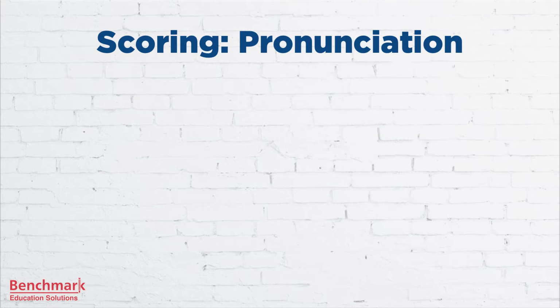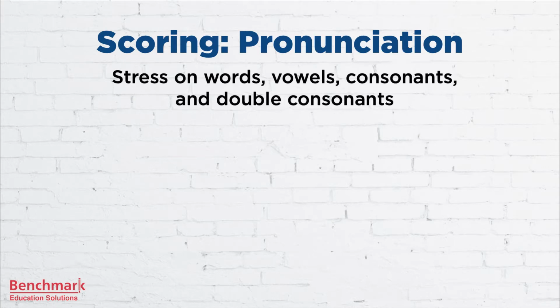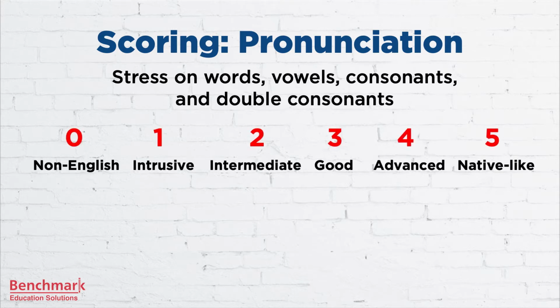Next up is pronunciation. This involves the stress you place on words and how you pronounce your vowels, consonants, and double consonants. It's scored on a scale of 0 to 5.